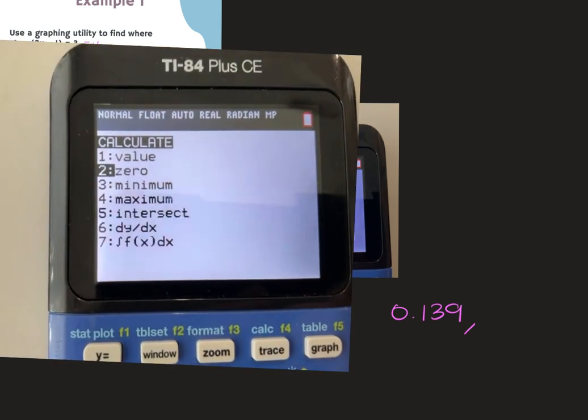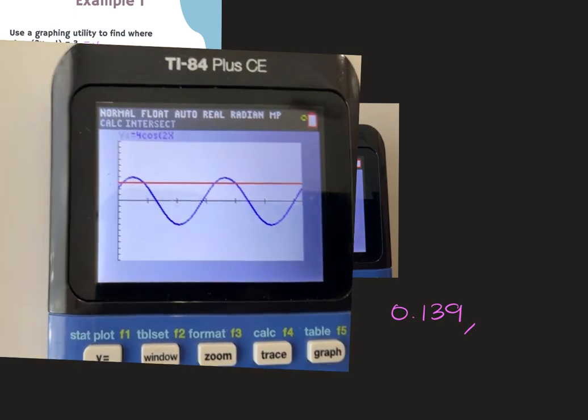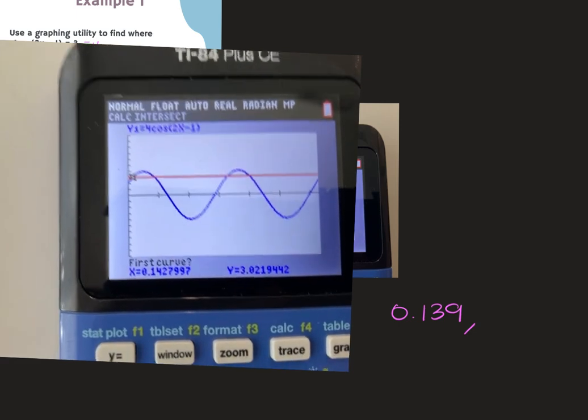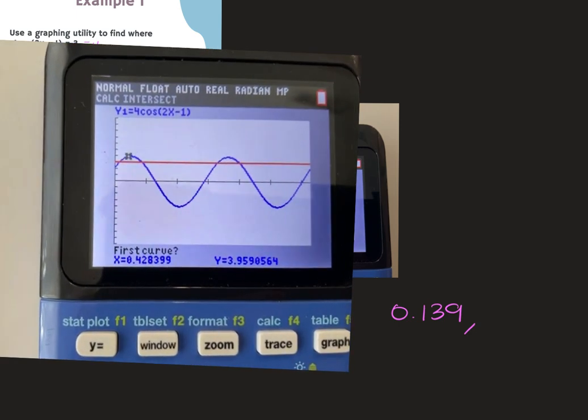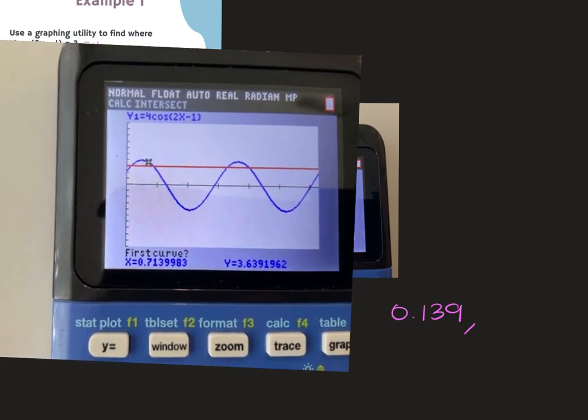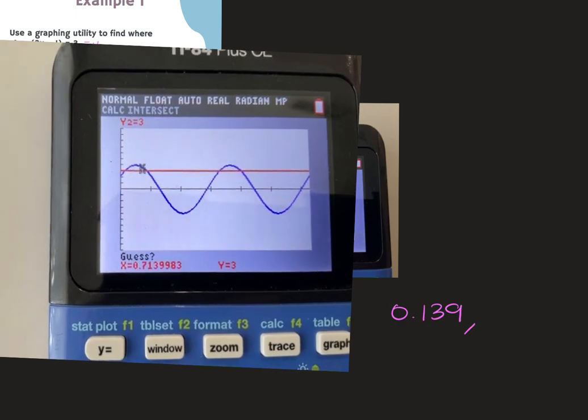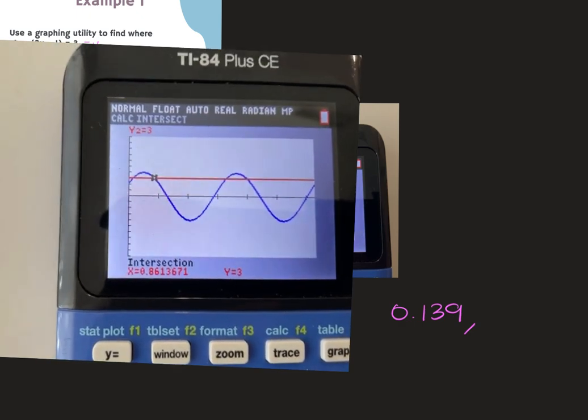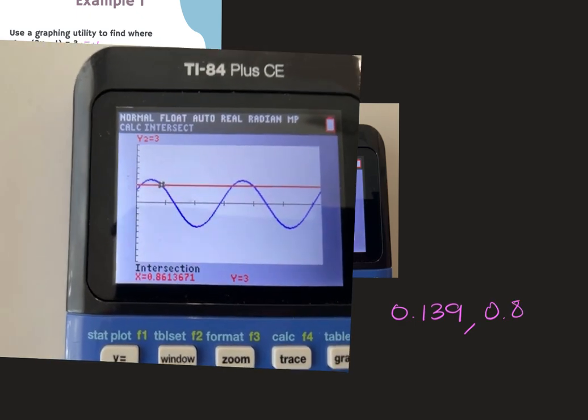Then I'm going to repeat that process again. Second trace, go to intersection. And this time I need to be closer to the second one than I am to the first. So I'm going to move that little spidery looking thing to the right, hit enter, hit enter, hit enter again. And it's going to take me to that next one, which is 0.861.